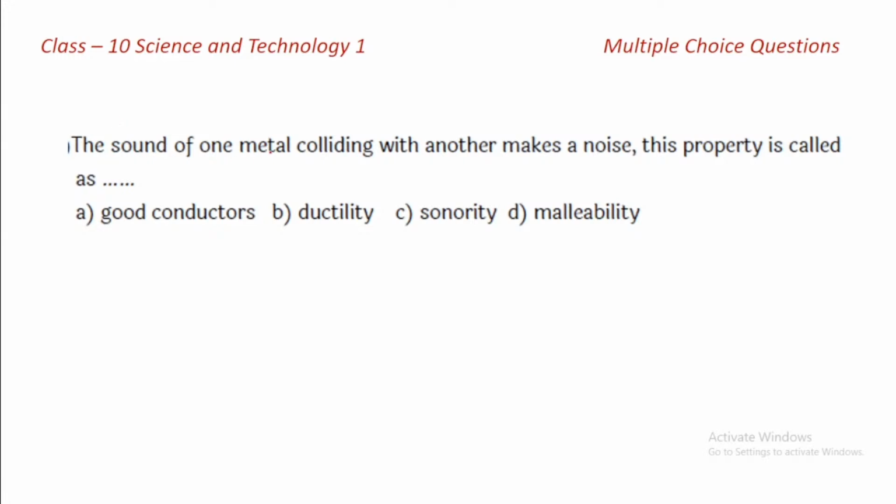The sound of one metal colliding with another makes a noise. This property is called good conductors, ductility, sonority or malleability. So as we know, the property of producing sound is called sonority, that is, the sound of one metal colliding with another metal makes a noise. This property is called sonority. So option C is the correct alternative for this question.